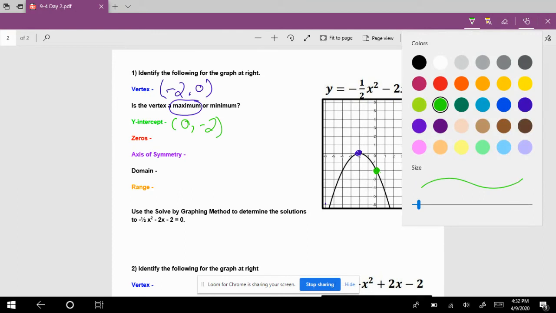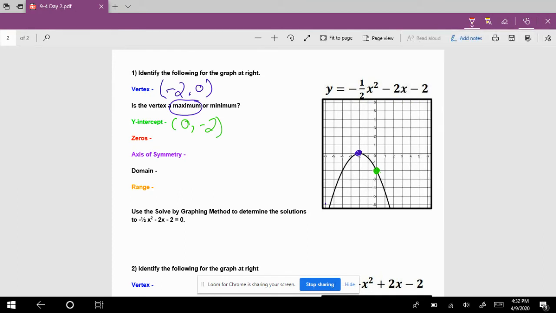All right, zeros. Just for fun, instead of zeros, let's call it something else too. So we have zeros, we have x-intercepts, and then there's a third name. Do you remember what it was from Monday? It's called roots. Roots. It's the same thing as zeros. It's the same thing as x-intercepts.